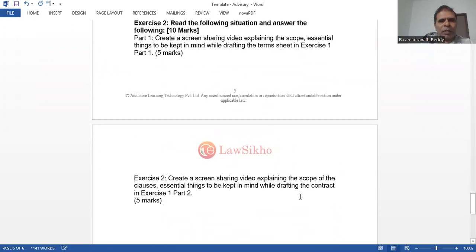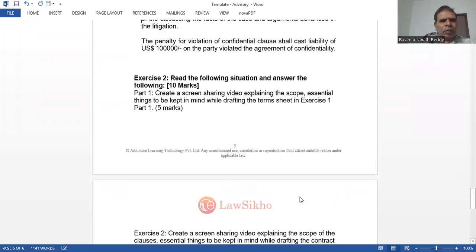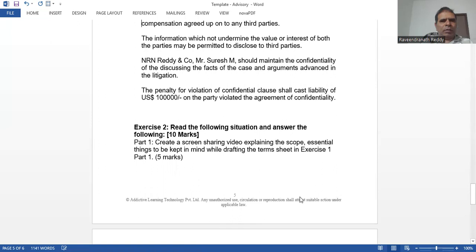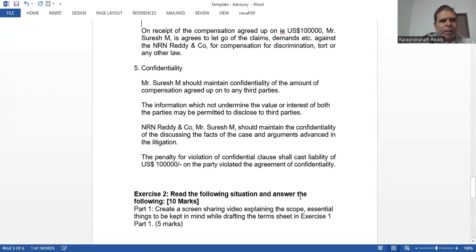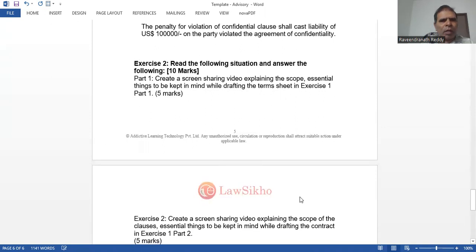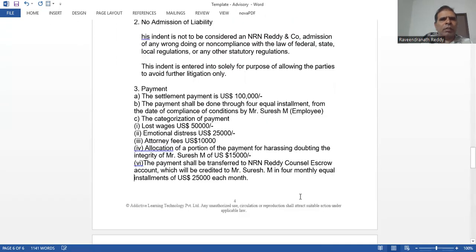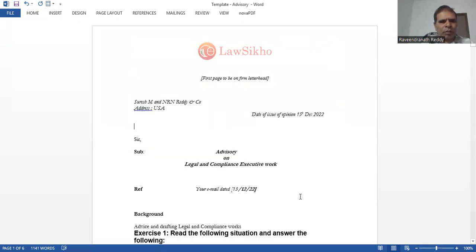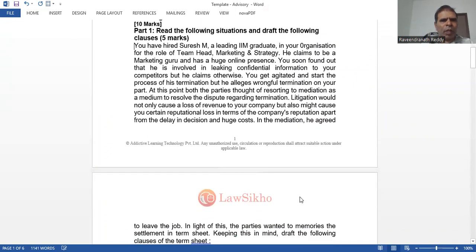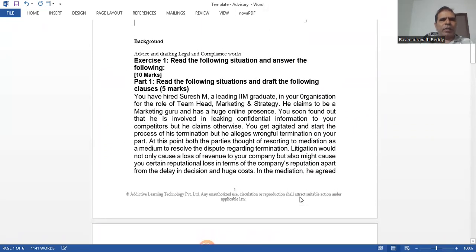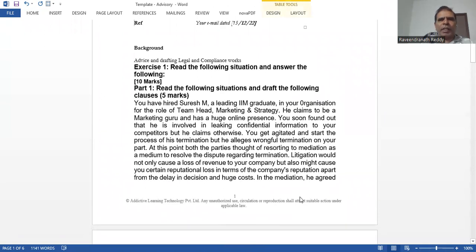Now, as a part of the exercise, I would like to explain the clauses of a term sheet. In this, there is an exercise: read the following situation and draft the following clauses.